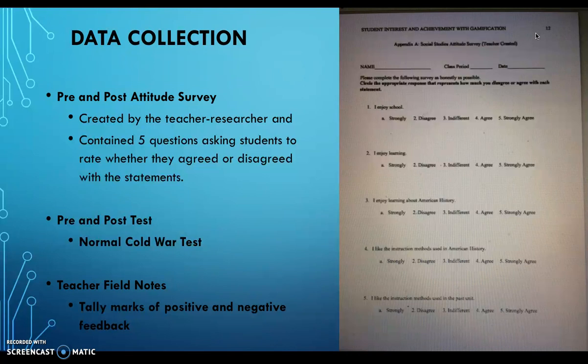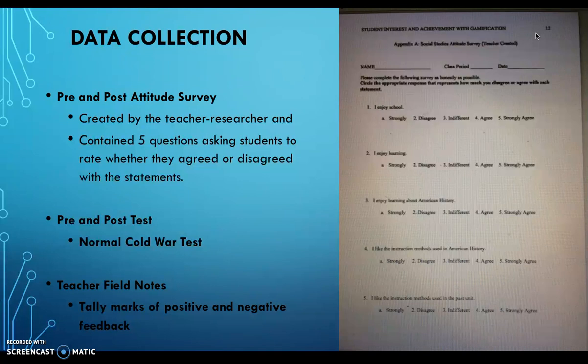So here's the pre and post survey test that I gave them. As I said, I asked them to say whether they strongly agreed or strongly disagreed or anything in between, and circle one of those on this survey. The first one says I enjoyed school. Second one, I enjoyed learning. Third one, I enjoy learning about American history. The fourth, I like interaction methods in American history. And the fifth one, I like the instruction used in the past unit.